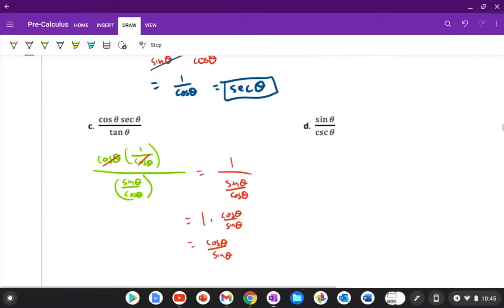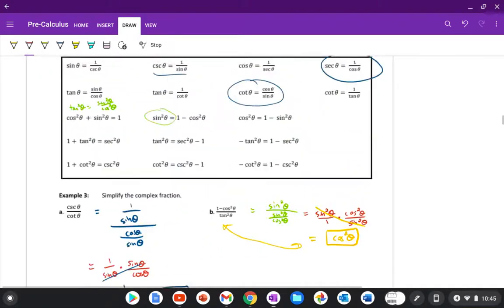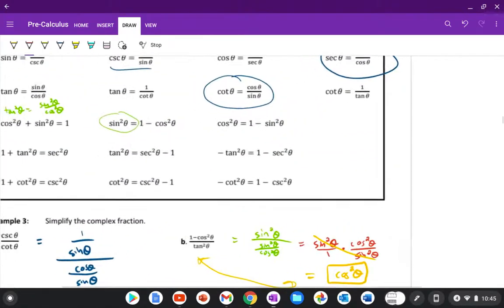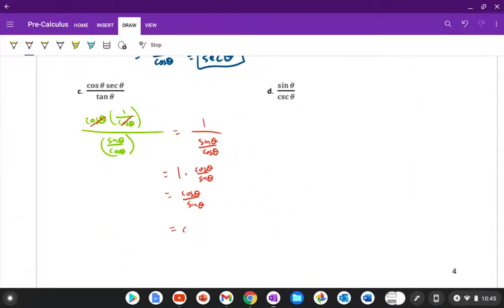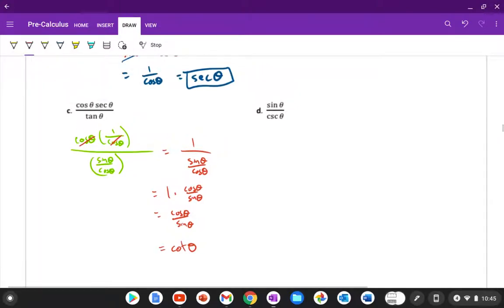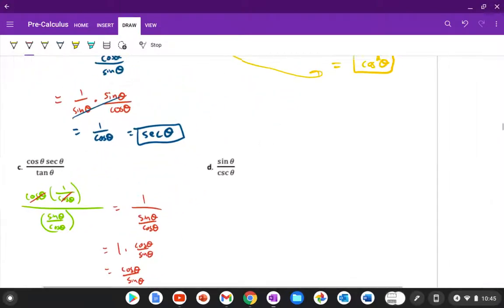Then we need to get this to a single trig function. So there is one that is cosine over sine, and that is cotangent. So that was going to be our answer, cotangent theta. Again, showing all my steps, things I replaced.